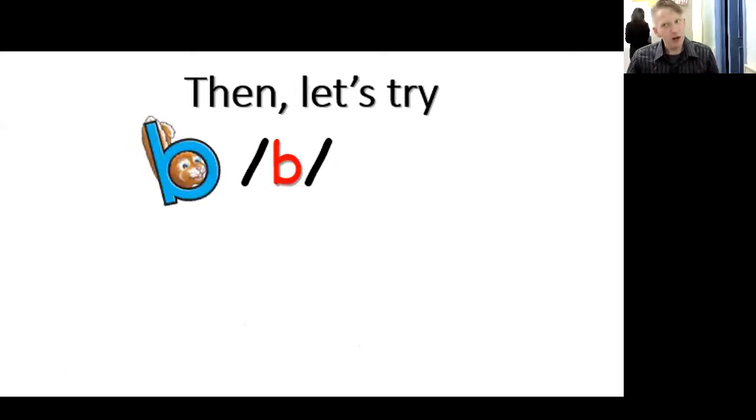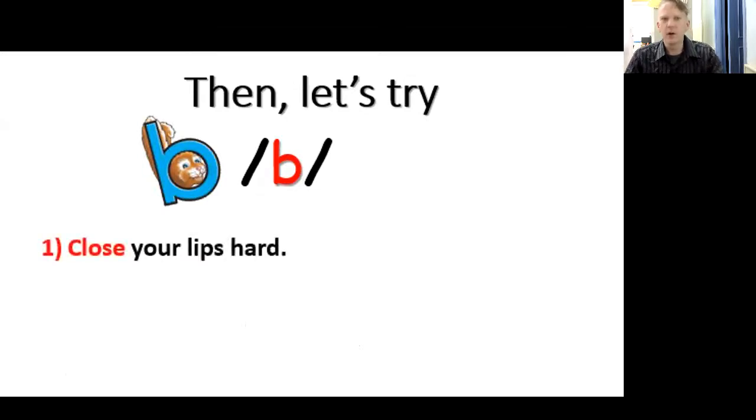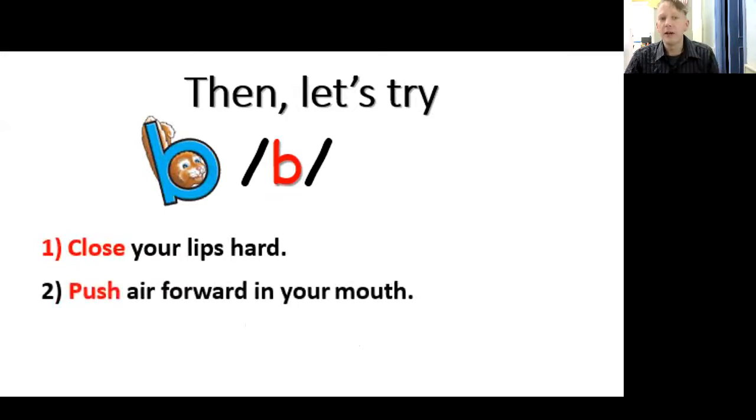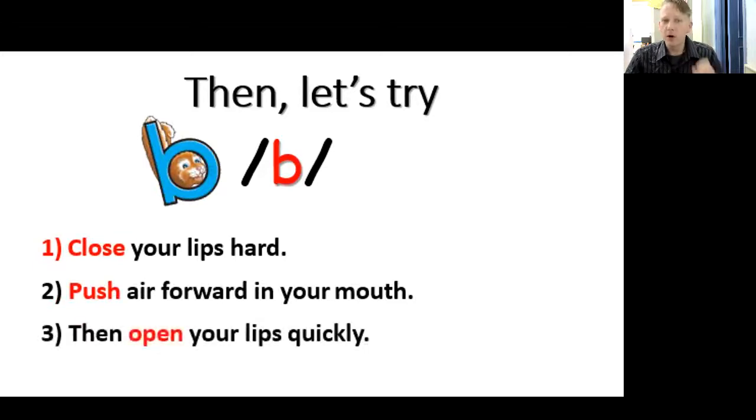Let's try letter B. Now letter B looks opposite of a P. Looks upside down, doesn't it? Similar to the sound. Upside down, different. Okay, let's try B. So for this part, we're going to close our lips hard, okay? And we're going to push the air forward in your mouth. But this time, we're going to open our lips quickly. So like that, fast, okay? Here we go.